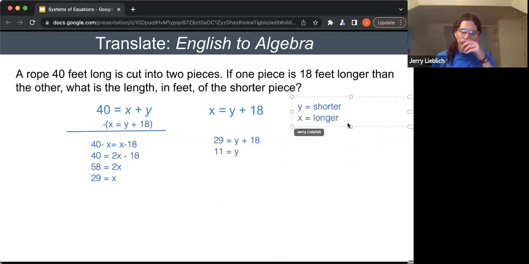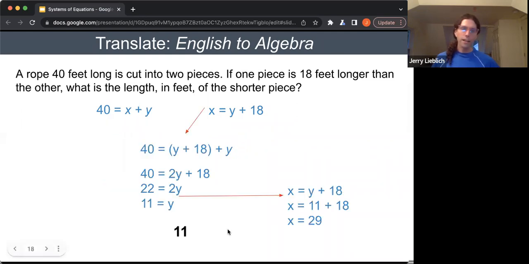So that would be the other way to do it. I think this is a little less intuitive in this problem to my eye, but whichever way feels good to you. So let's try another one. See again if you can write the two equations and then solve them, either using substitution or elimination.